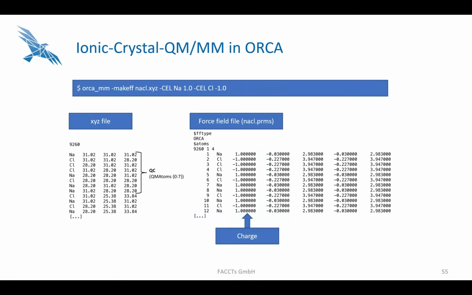It is quite simple. You just define that you want to run ORCA MM, then that you want to create a force field file using makeFF, then define the structure file of your crystal, and then the charges of the different ions. This will then create the force field file with the predefined charges.